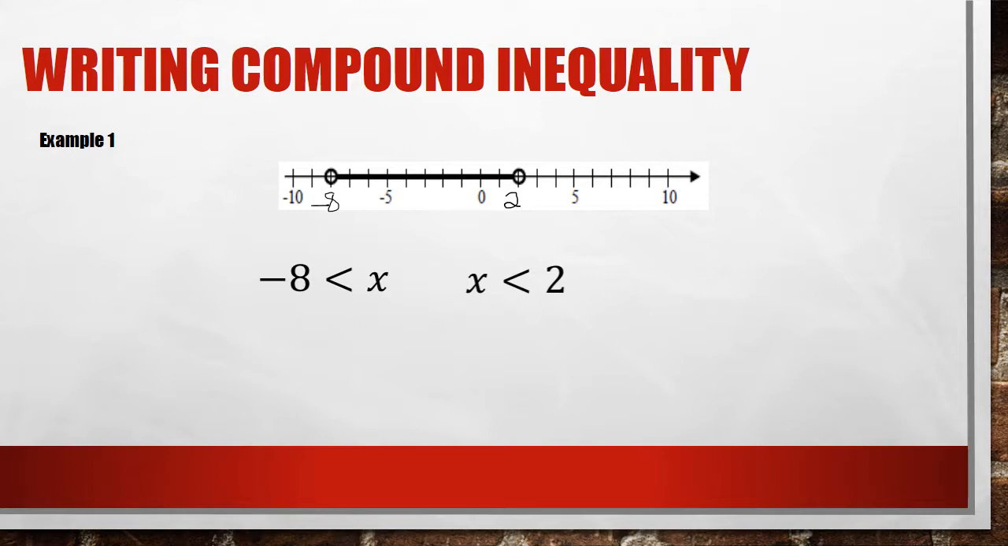And since the values in between -8 and 2 have to satisfy both of these inequalities together at the same time, I have to connect these two simple inequalities with the word and. I can also write this inequality as -8 less than x less than 2 to include every single x between -8 and 2, not including -8 and 2.